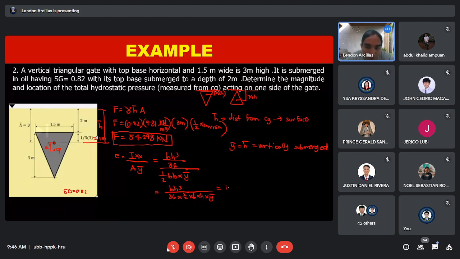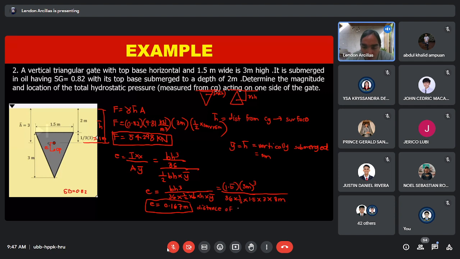Base natin is 1.5. Ang height ng triangle is 3 meters cube over 36 times 1/2 times 1.5 base times 3 meters times y bar, which is 1 meter. Y bar is 3 meters. So the answer for this one, E is equal to 0.167 meters. Distance of the hydrostatic force from the CG. Okay? So this is, dito mag-a-act yung force sa center of pressure.